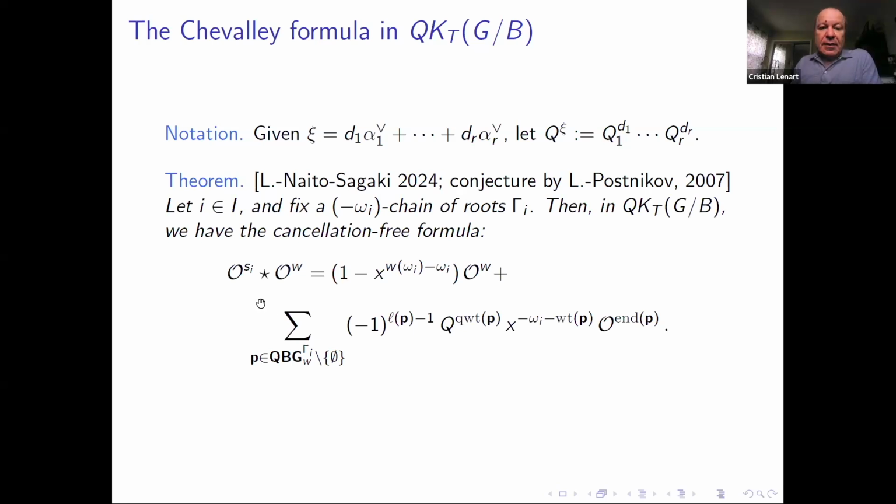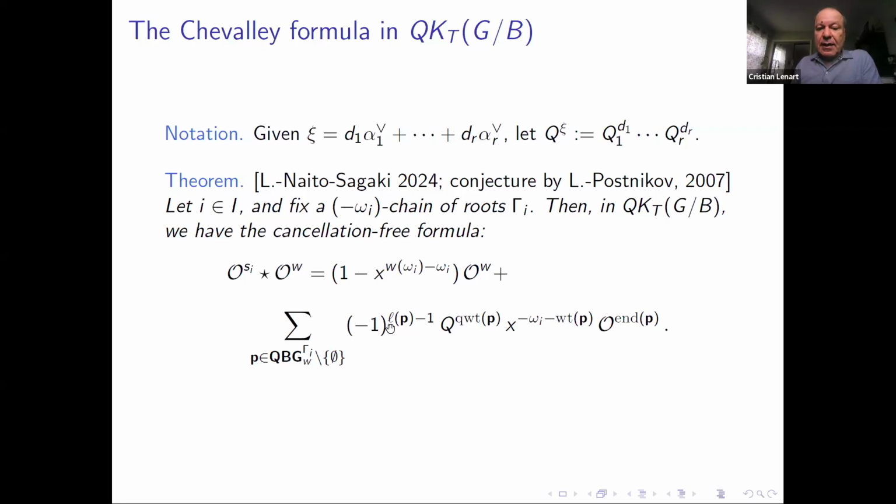And then the Chevalley formula is quite easy to write down. If you want to do the quantum multiplication of the divisor class indexed by s_i with some arbitrary Schubert class, you expand in the basis of Schubert classes. First you get again the Schubert class indexed by w with an equivariant coefficient. And then you get a sum over all admissible quantum Bruhat paths starting at w, which are based on the chain of roots gamma_i, except for the empty path.